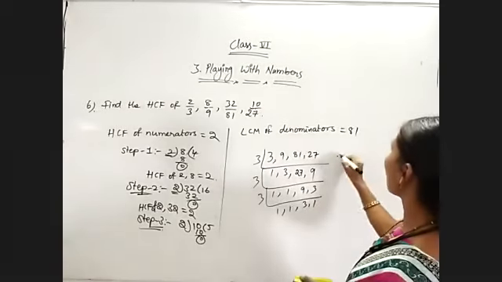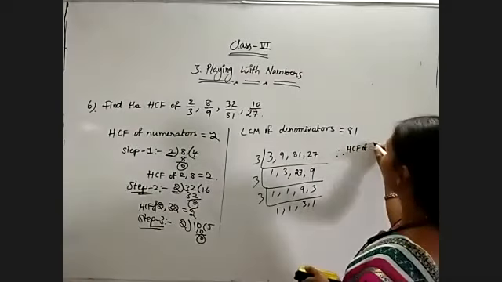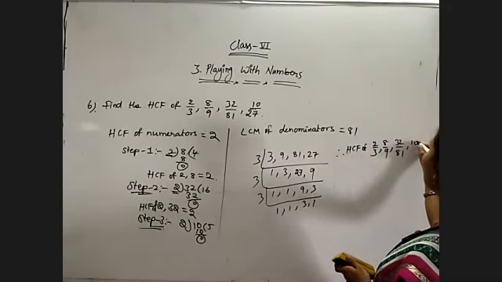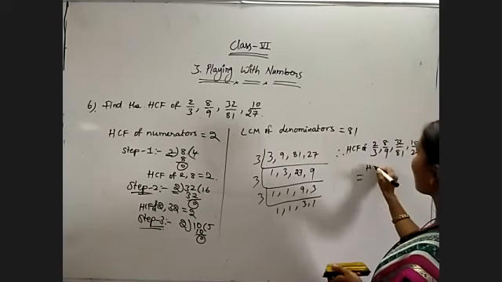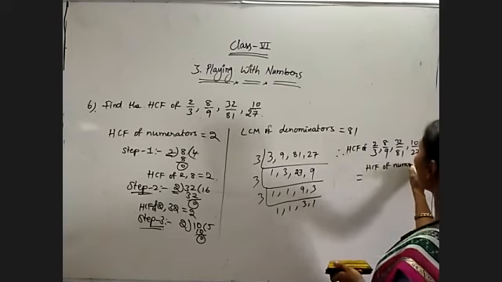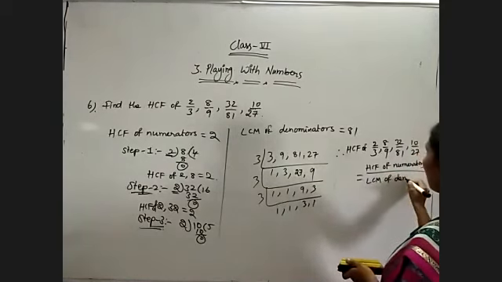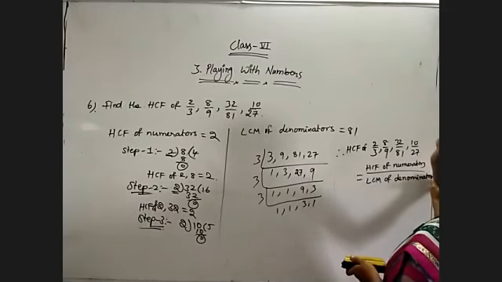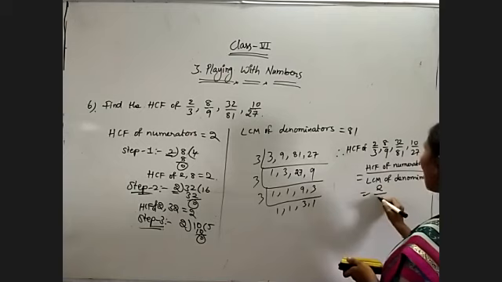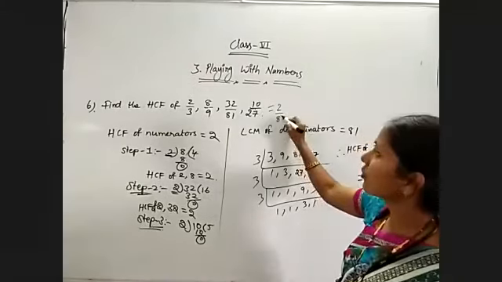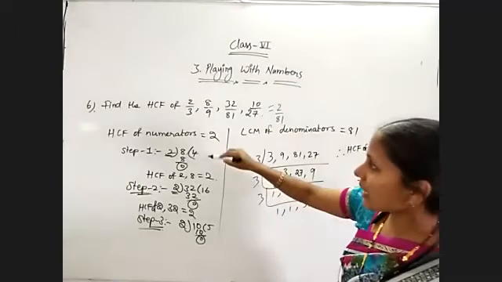Therefore, HCF of 2 by 3, 8 by 9, 32 by 81 and 10 by 27 is equal to HCF of numerators by LCM of denominators. HCF of numerators we got 2, LCM of the denominators we got 81. So 2 by 81 is the HCF of all these numbers. If they are given LCM instead of HCF, in that case we must do LCM of numerators by HCF of denominators.